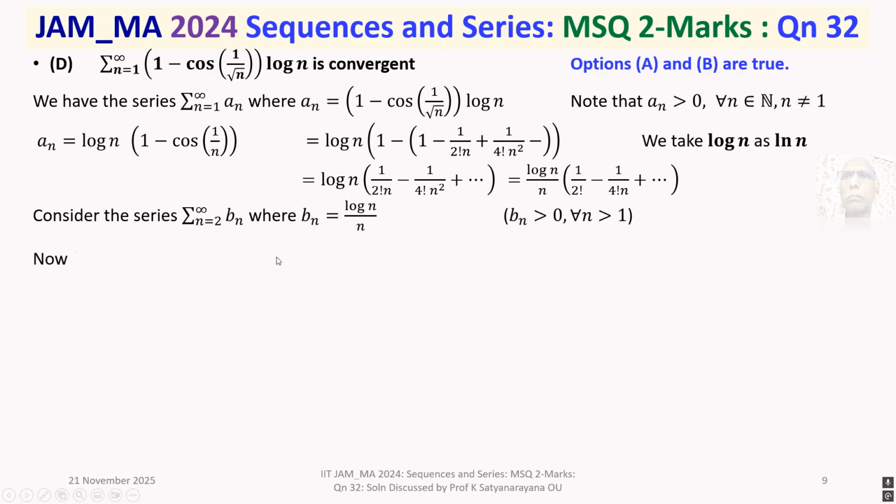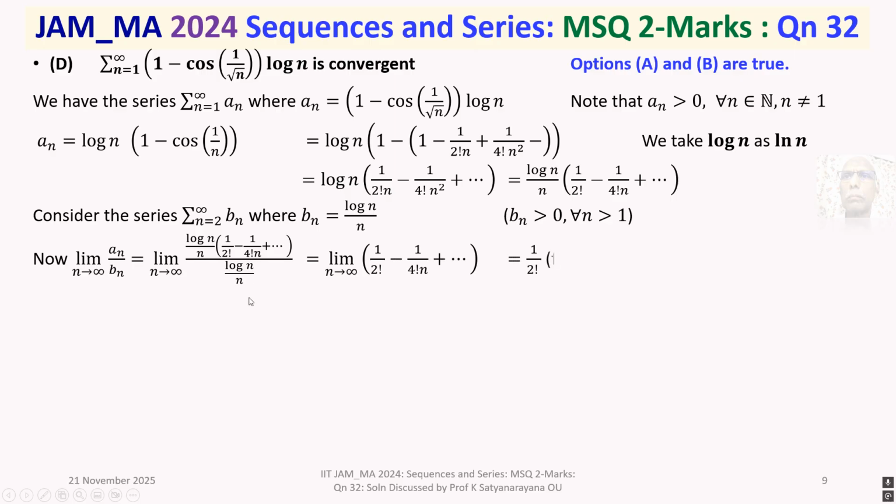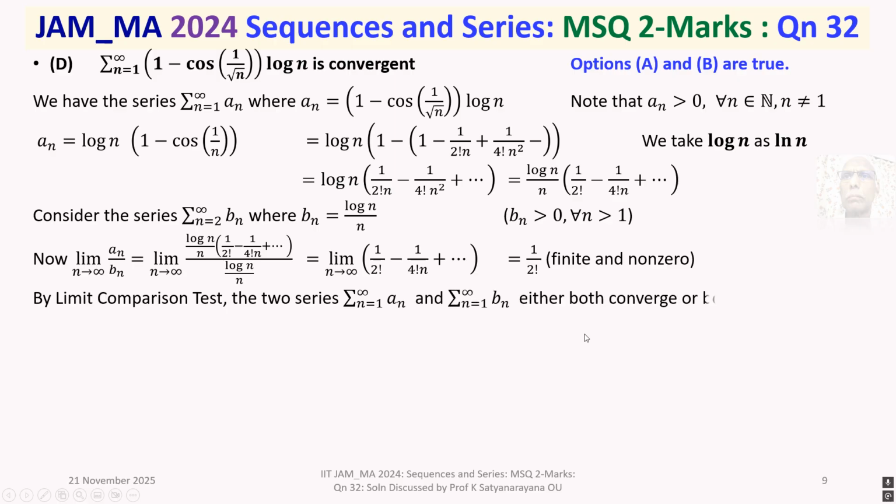Right. We apply limit comparison test. Limit n tends to infinity of an by bn. Log n by n cancels, and you are left with limit n tends to infinity of 1 by 2 factorial minus 1 by 4 factorial into n plus so on and so forth. Take the limit n tends to infinity. It will be 1 by root 2, which is finite and non-zero. Therefore, by limit comparison test, the two series sigma an and sigma bn behave alike as far as convergence and divergence is concerned. That means these two series either both converge or both diverge.